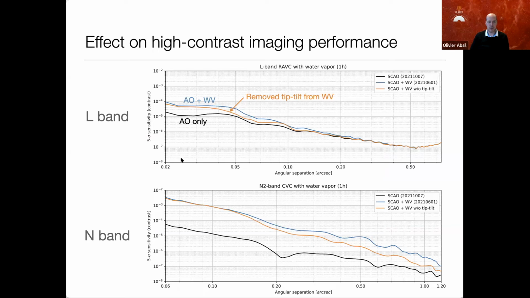So these plots show what you expect to be the sensitivity in terms of contrast as a function of the angular separation at L band and at N band. In black are the predictions for purely AO limited performance. And in blue is what you get when you add the contribution of water vapor. Orange is what you get when you just remove the tip-tilt from the AO phase screens. And so you see that at L band, the degradation is not big, but at N band, you get a serious hit in performance when adding the effect of water vapor.